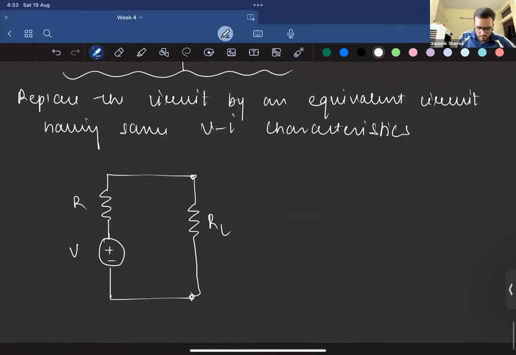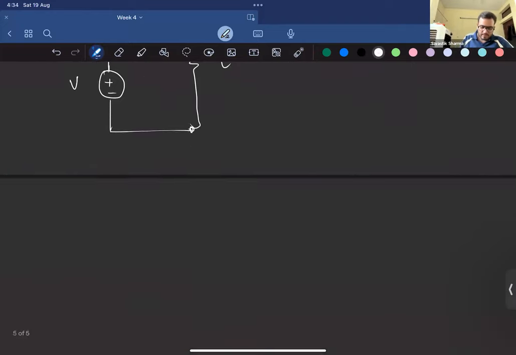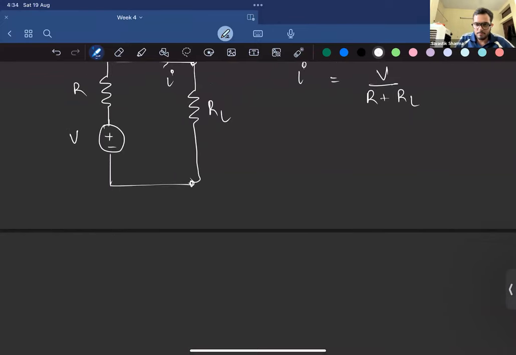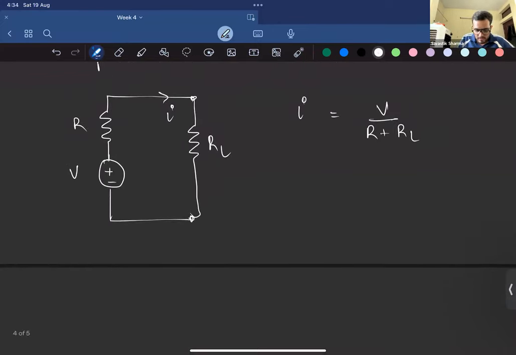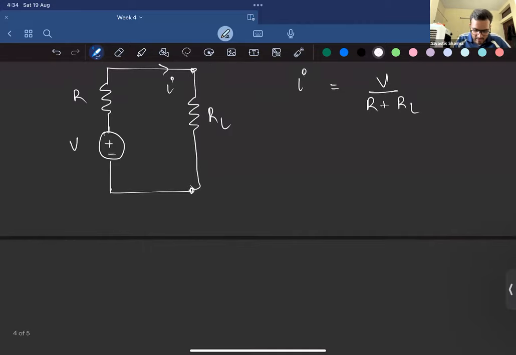Can anyone tell me what is the current flowing in this circuit? Quickly. It's V by R plus R, right? Now, in source transformation, what we do is we replace the voltage source in series with the resistance with an equivalent form with the current source in parallel with the same resistance, right? And the current is given by Ohm's law. So I'll quickly write this.